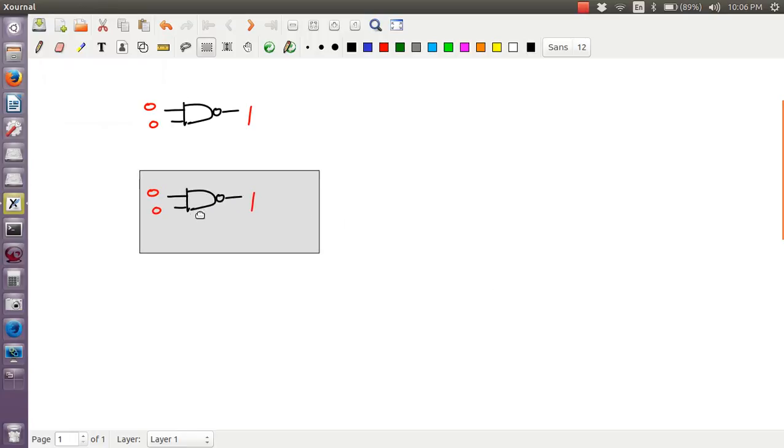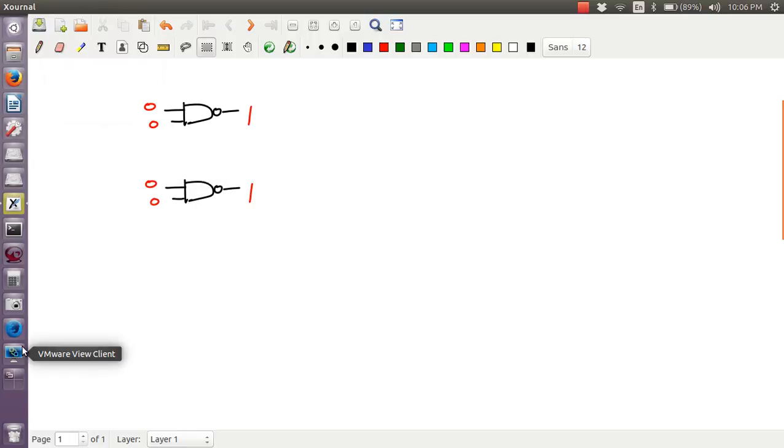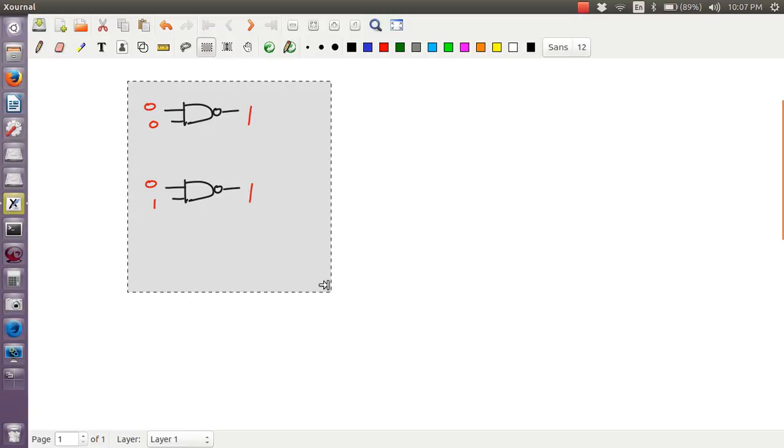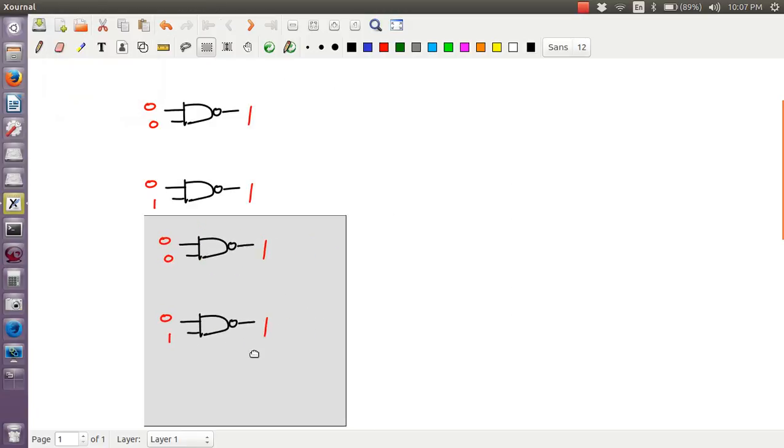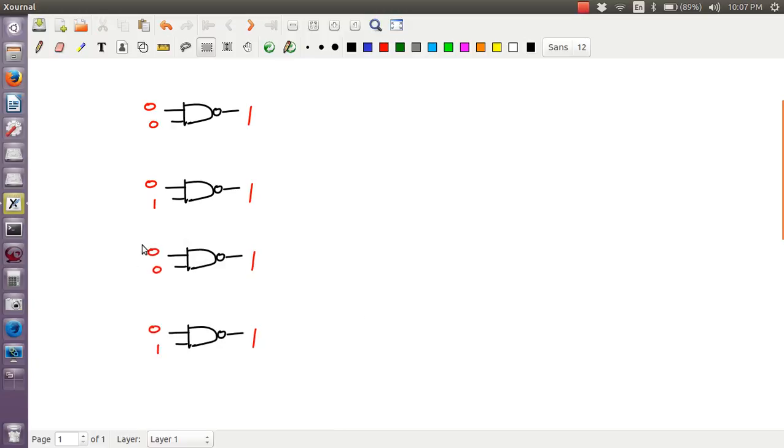Meaning if I feed this function a 0 and a 0, you get a 1. A 0 and a 1, you get a 1. And here's the other two possibilities. Okay, so what do we get? If we feed it a 1 and a 0, we still get a 1. So it's symmetric. And a 1 and a 1 becomes a 0.